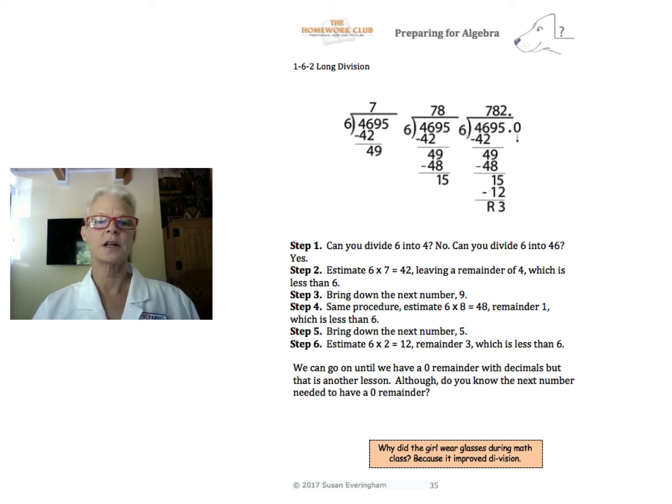Subtract out, giving you 4, bring down the 9, and then the next number. So with 49, an estimate of 6 times 8 is 48, it's real close, with 1 left over, and when you bring down the last digit, 5, again, 6 times something is close to 15, that's 12, with a remainder of 3. This page is only an explanation, and we'll have practice on the next page.